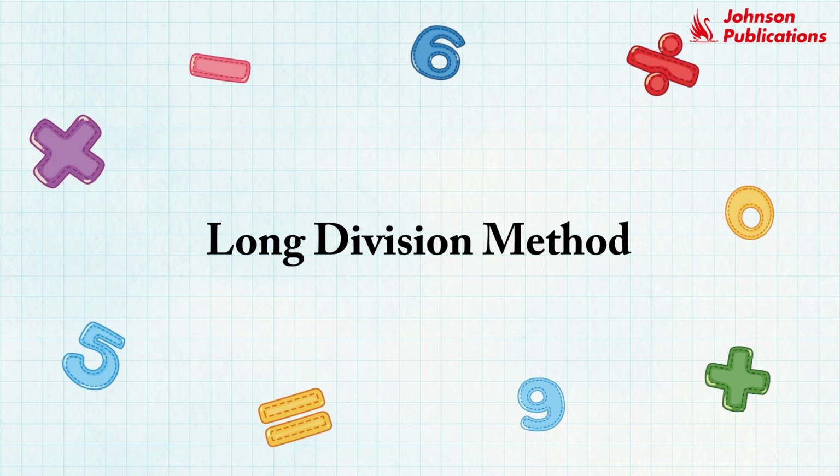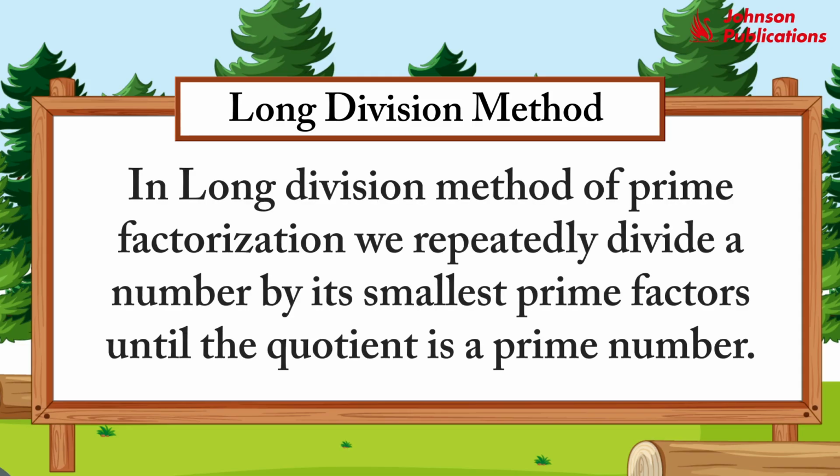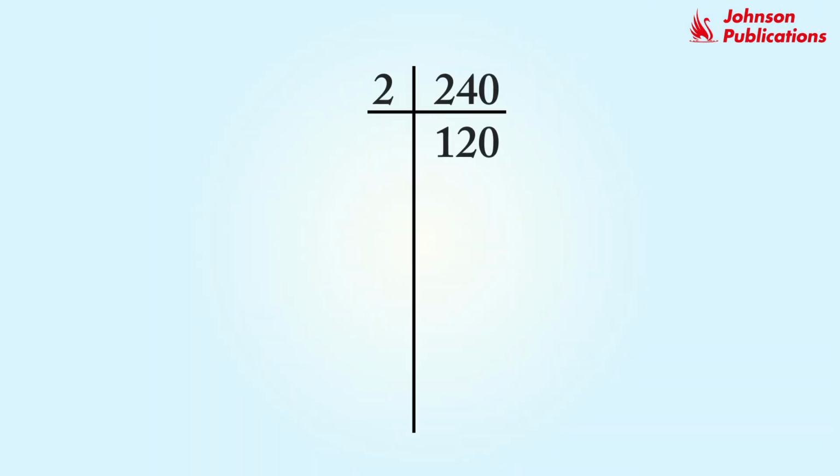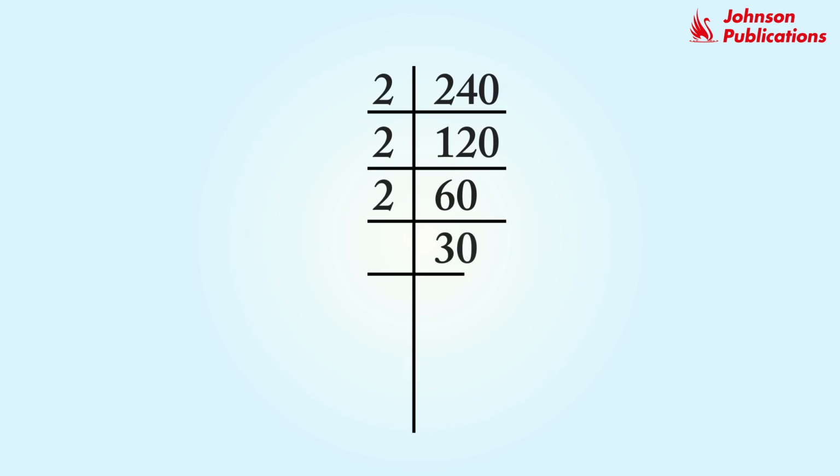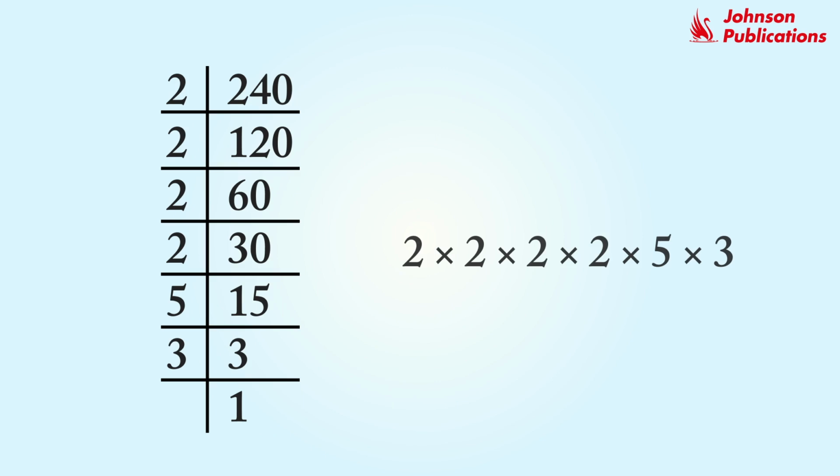Long division method. In the long division method of prime factorization, we repeatedly divide a number by its smallest prime factors until the quotient is a prime number. Let us factorize 240 using the long division method. Prime factorization of 240 is 2 into 2 into 2 into 2 into 5 into 3.